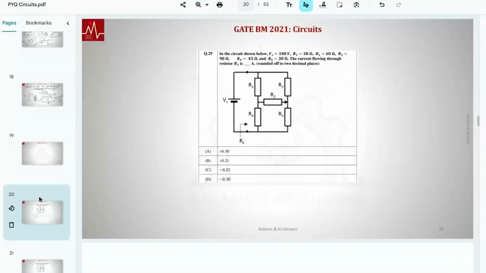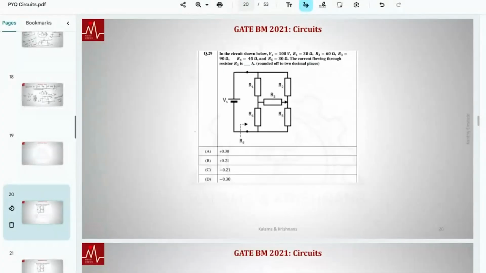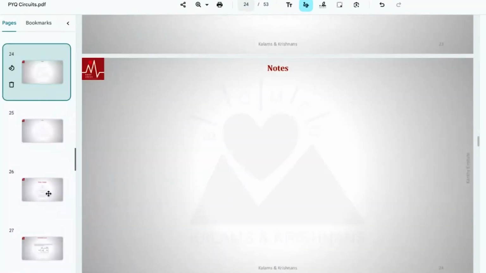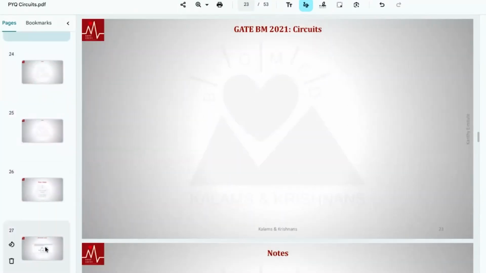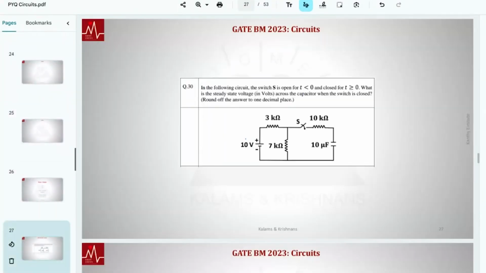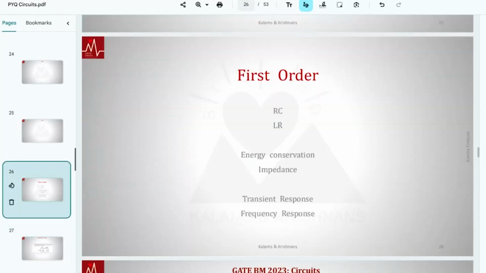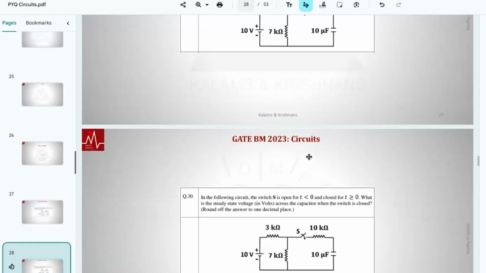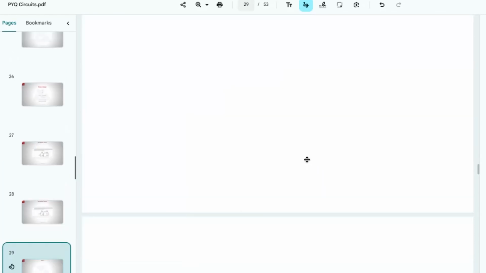So I think most of you will come back with Wheatstone. What we'll do in the next class? Wheatstone, there is a question every year. And then first order circuits. We'll move on to first order circuits. What does a capacitor do? What does an inductor do? That's fairly easy. RC circuit, RL circuit, energy conservation, impedance, transient response. So you can say this is fairly easy. Most questions so far have been very, very easy. So we'll do that and then there is second order circuit.